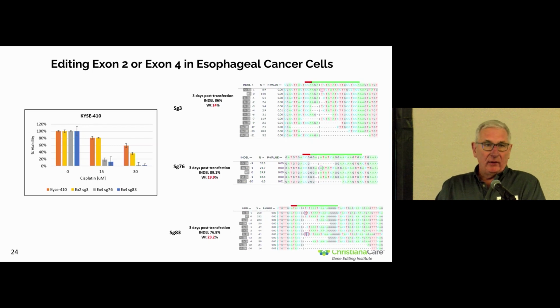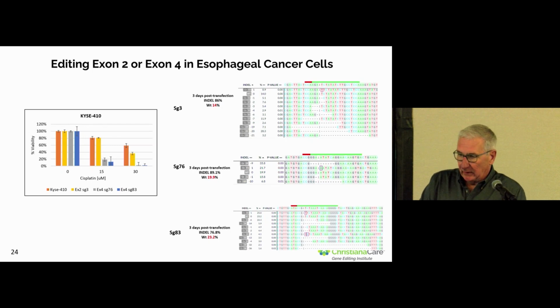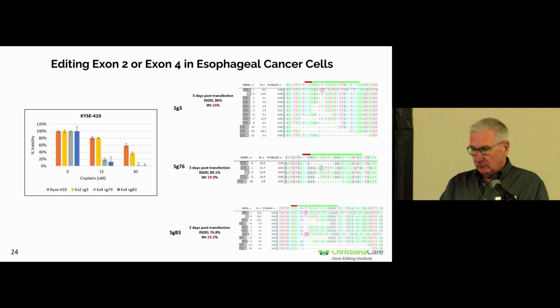Here's another good example of it in esophageal cancer. This, I think, was shocking to me. SG3 targets exon 2 in NRF2. Its knockout efficiency is roughly 86%. Everybody's really excited about that, right? So SG76 and 83 target exon 4. Very large numbers, 89% and I think 76%.